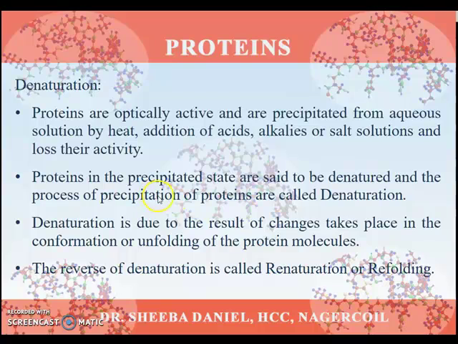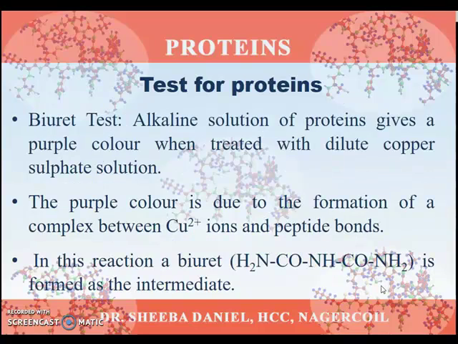The next one is denaturation. Proteins are optically active and are precipitated from aqueous solution by heat, addition of acids, alkalis or salt solution, and lose their activity. Proteins in the precipitated state are said to be denatured, and the process of precipitation of proteins is called denaturation. Denaturation is the result of changes that take place in the conformation or unfolding of the protein molecules. The reverse of denaturation is called renaturation or refolding.